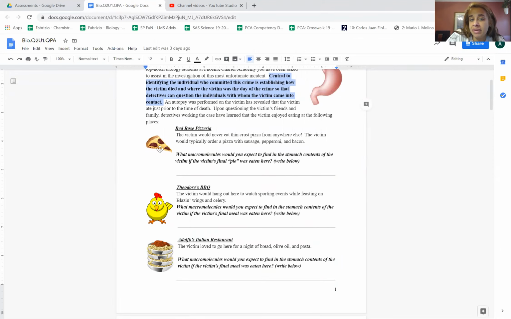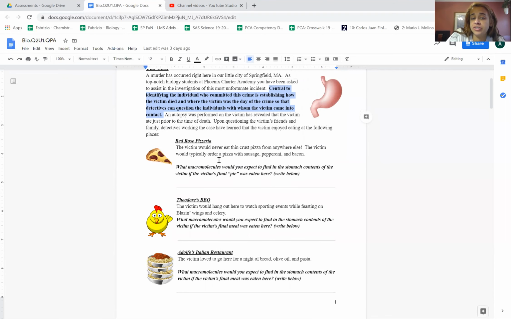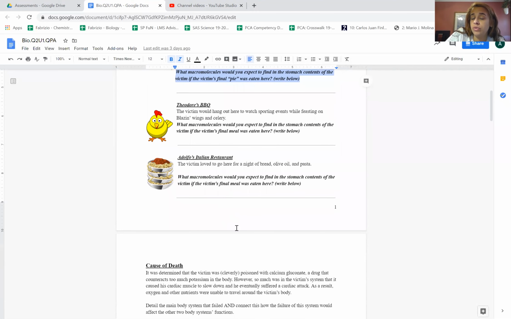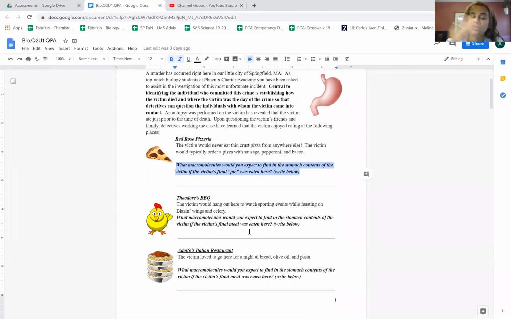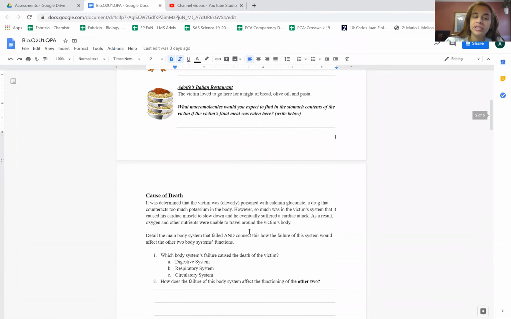So right here from page 1, you have 3 different favorite restaurants of the victim. It tells us what he ordered. So what was his typical order here? And then it's up to you to tell me which macromolecules you would expect to find here. And same thing for each of these. So this is really important because this is how you're going to match what restaurant he was at, because based on the tests that we perform, you'll be able to do that.